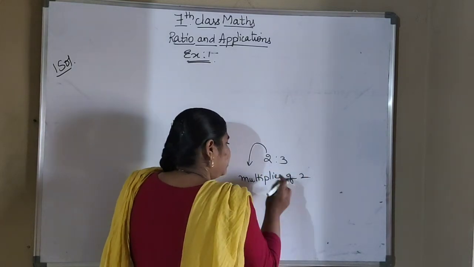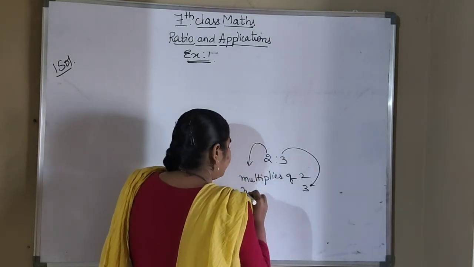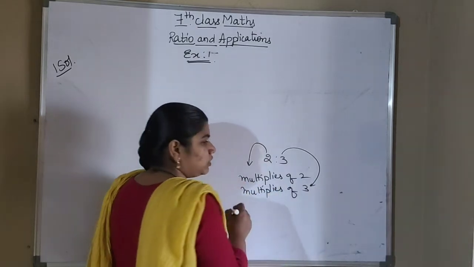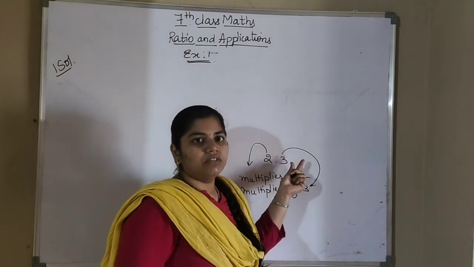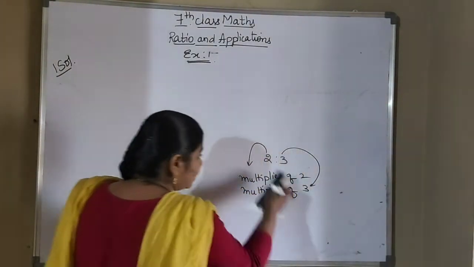Multiples of 2, the result will be in the form of multiples of 2 and multiples of 3. We can also express this ratio as this. So, the result will be in the form of multiples of 2 and multiples of 3. So, this is also called a ratio. Okay. So, the result we are expressing here.